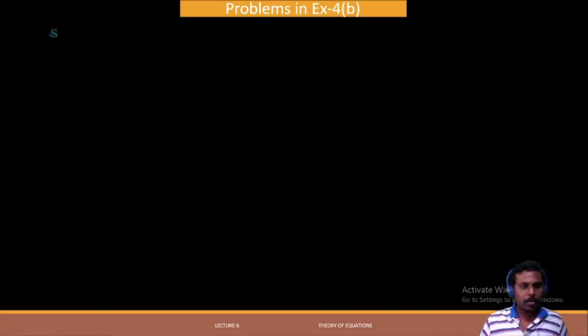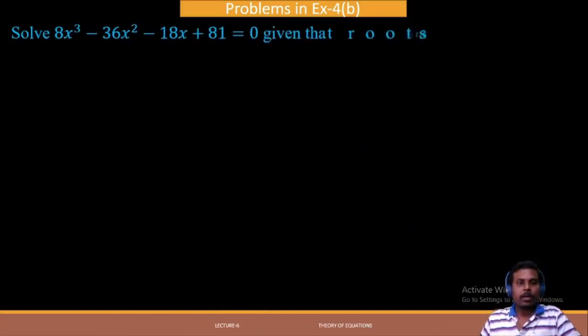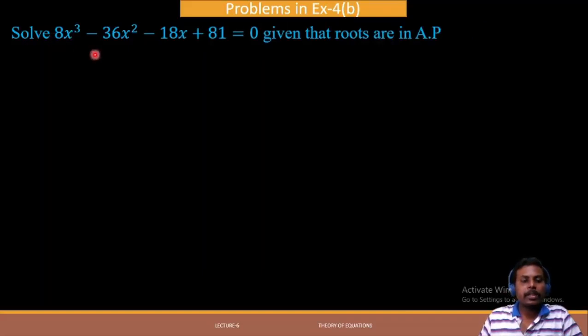Here is our next problem. Solve the equation 8x cube minus 36x square minus 18x plus 81 is equal to 0 given that the roots are in arithmetic progression. Here is the solution.